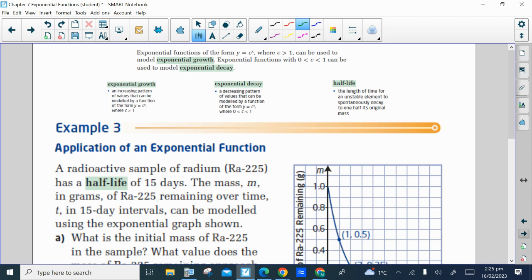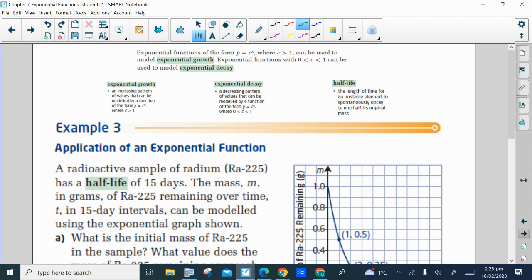So remember, exponential functions have the form y equals c to the x. And if c is greater than 1, it models exponential growth because the function is increasing. When c is between 0 and 1, it models exponential decay because it's decreasing. So exponential growth is an increasing pattern of values that can be modeled by a function of that form, y equals c to the x, where c is greater than 1. Exponential decay is a decreasing pattern of values that can be modeled by a function of the form y equals c to the x, where c is between 0 and 1.